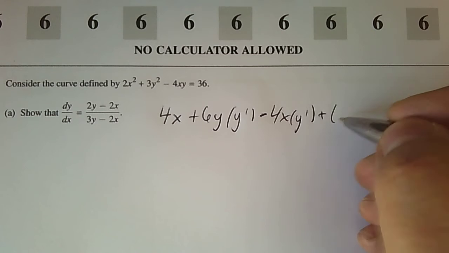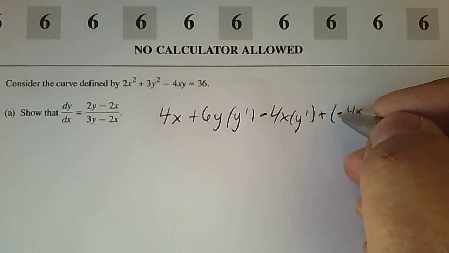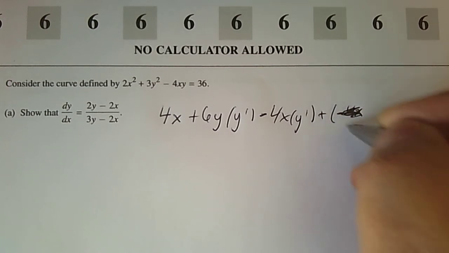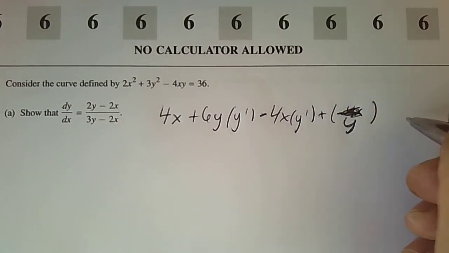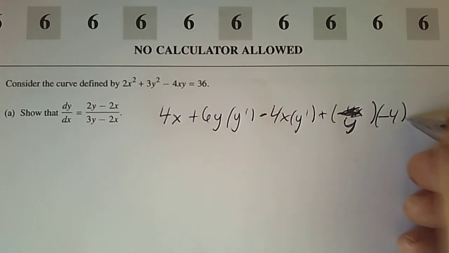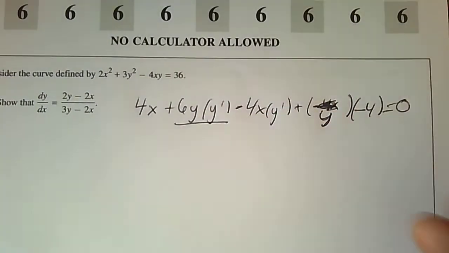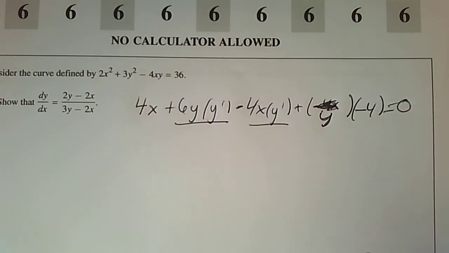times the derivative of the first. The second is y, I mean. So 4x times y prime, plus y times the derivative of the first, which is 4. There's the negative. And then the derivative of 36 is 0. You can do that. Then if it has a y prime, it's going to stay, and if it doesn't have a y prime, it's going to go.